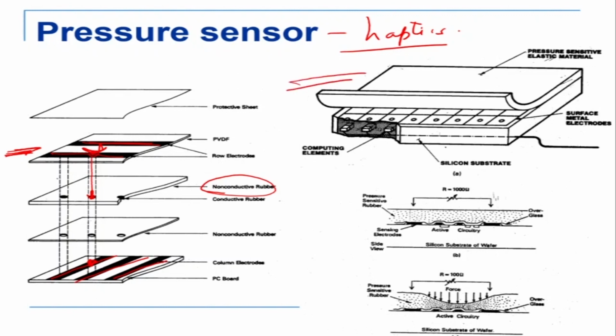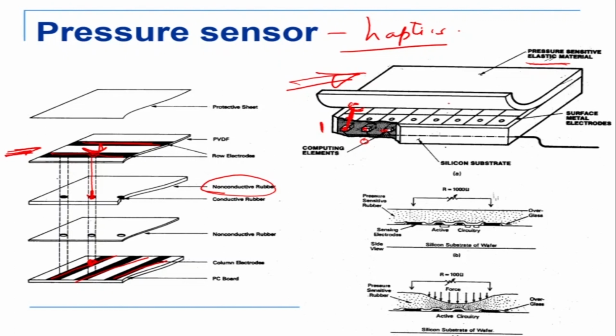Similarly here, if you look at this particular case, there are these electrodes basically, and on top there is a pressure sensitive elastic material. So if I press here, this conductive material will short. This will connect with this conducting element, and then immediately connection is made. So it will give a signal of 1. That means voltage is going through. Now if voltage is not going through, it's 0. So this is how this kind of sensor works.